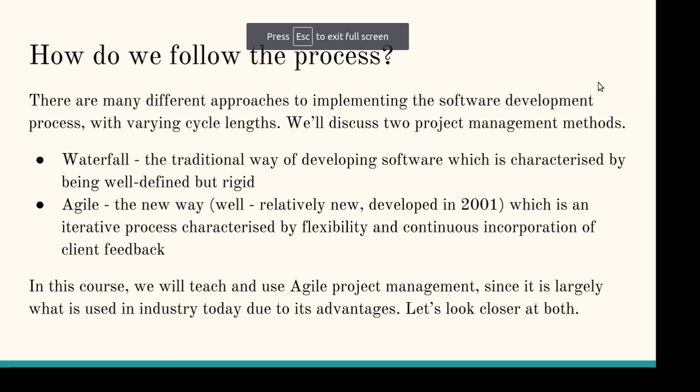All right, so as far as ways we can follow this process, there are a lot of different ways. And even within these two broad categories, there are a lot of different ways. But we're just going to talk about these approaches mostly at a high level, anyway, at first. So in the waterfall method, this is the traditional way of developing software. And it's characterized by being really well-defined, with well-defined cycles, but it's really rigid. So there's not a lot of room for changes, and that actually doesn't work well with software development because there are always changes. Agile is the new way.